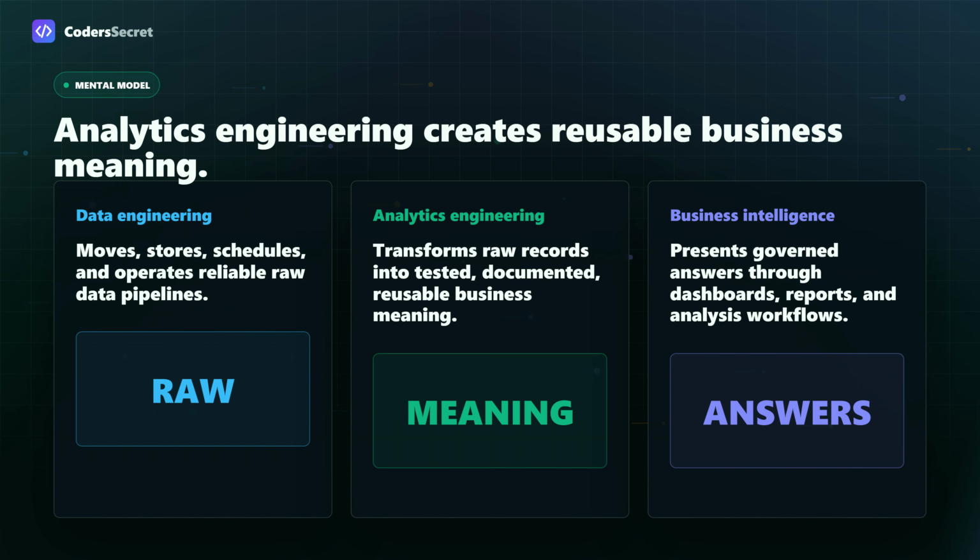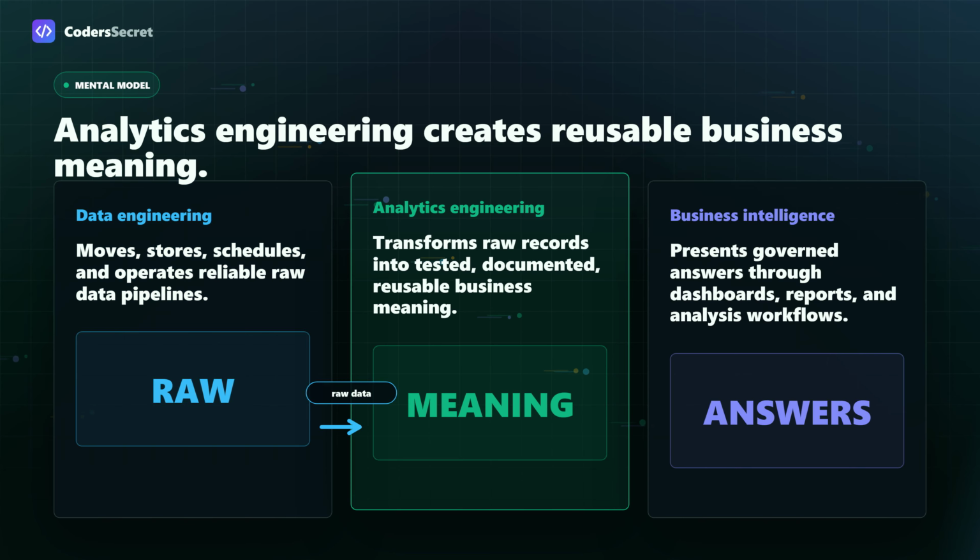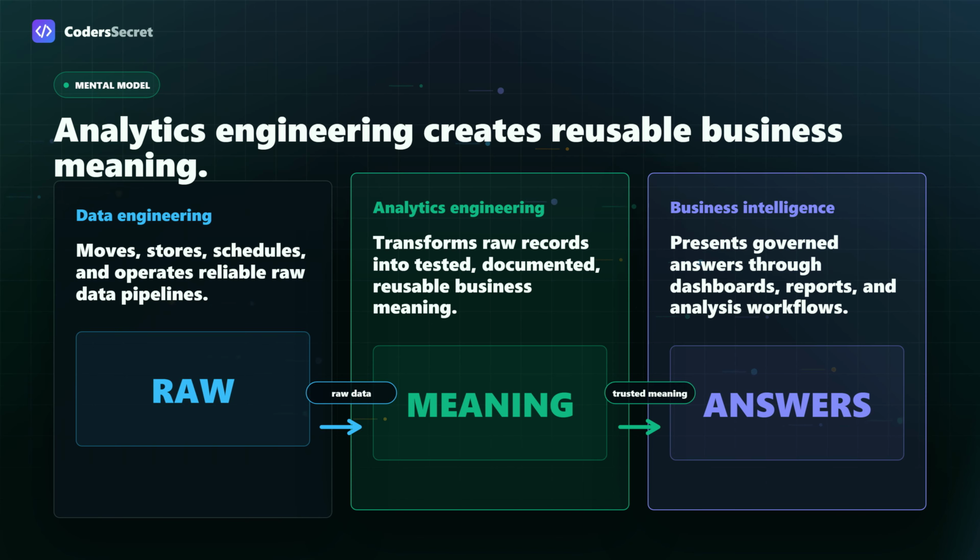The three panels on screen separate the work. Data engineering moves and stores reliable raw data. Business intelligence presents answers to users. Analytics engineering sits between them. It labels the boxes, checks what is inside, builds trusted shelves, and writes the map every dashboard can reuse. The output is not just SQL. The output is shared business meaning that survives production pressure.